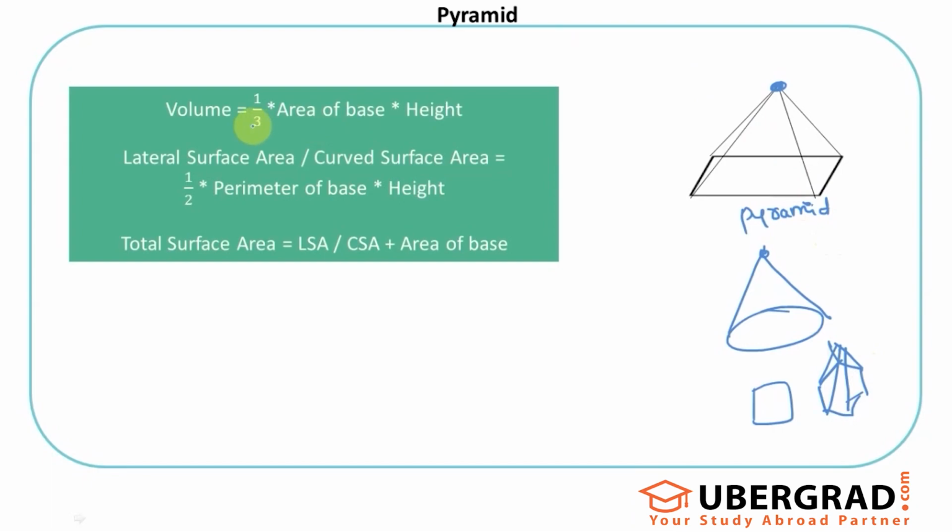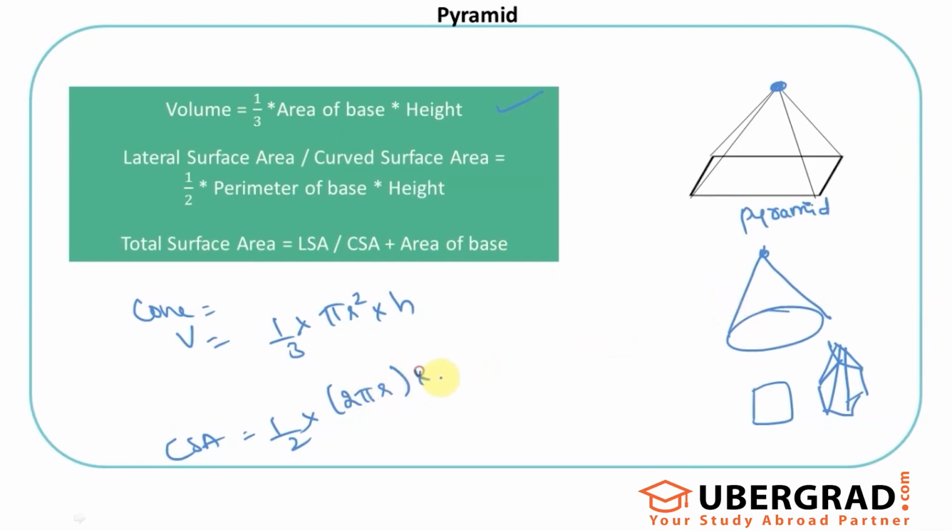The formulas for that are not just area of base into height. For a prism, it was just area of base into height, but here I have 1/3. If you remember the cone, what is the volume? 1/3 into the area of the base, which is circular, pi r square, into height h. That's 1/3 pi r square h. The lateral or curved surface area is half into the perimeter of the base, which is circular for a cone, 2 pi r, into the lateral height. It should be the slant height, not the simple height. That's the slant height L, this line. So the 2 gets cancelled out, and it turns out to be pi r L.